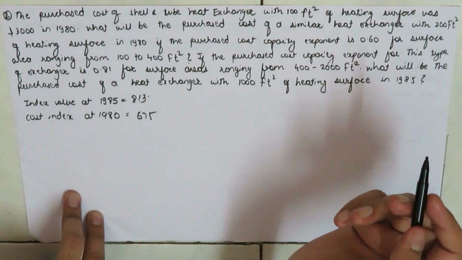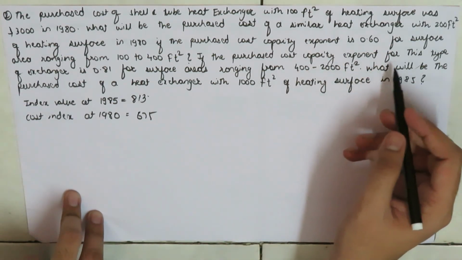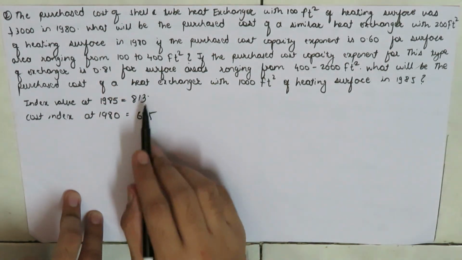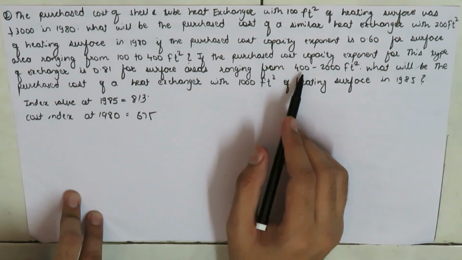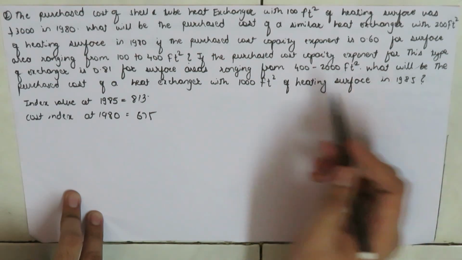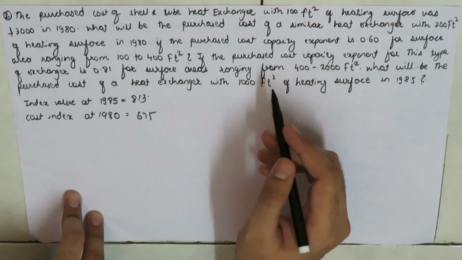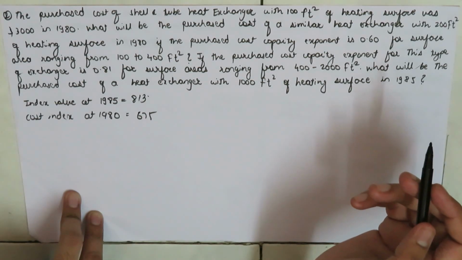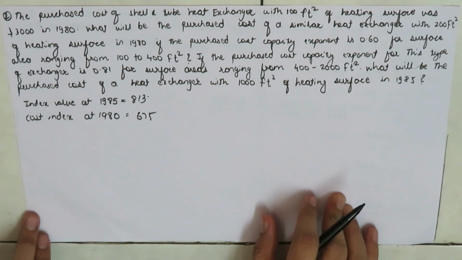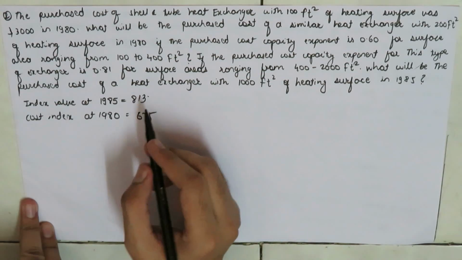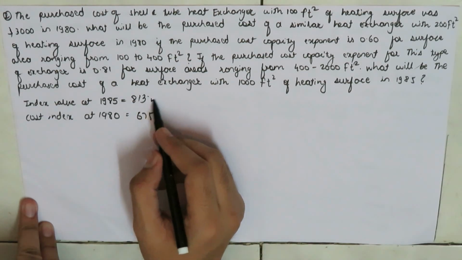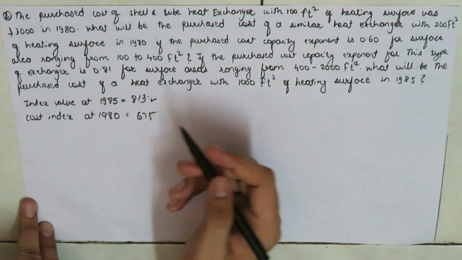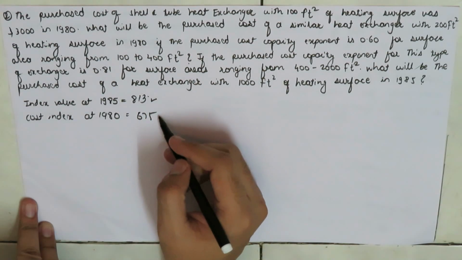and if the purchased cost capacity exponent for this type of the heat exchanger is 0.81 for the surface areas ranging from 400 to 2000 feet square, then what will be the purchase cost of the heat exchanger with 1000 feet square of heating surface in 1985? And the given data is the index value at 1985 is 813 and the cost index at 1980 is 675.